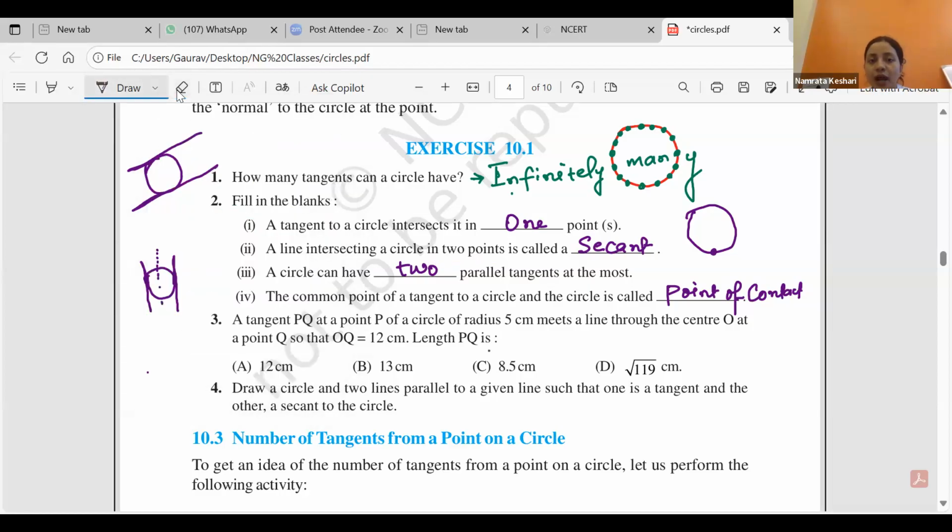A tangent PQ at a point P of a circle. So we are having a circle, and at a point P, a tangent PQ. At a point P we are having the tangent, and the tangent is PQ. Making sense? A tangent PQ at a point P of a circle of radius 5 centimeter. This circle's radius is 5 centimeter. Okay, meets a line through the center.